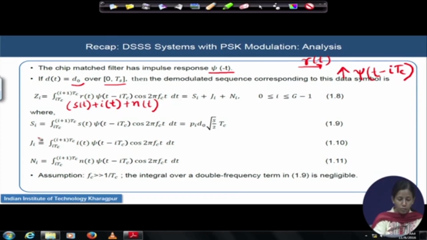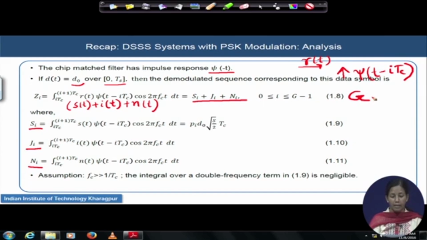IT into psi t minus ITC cos 2 pi f c t will be the contribution from the jamming part, and NT into cos 2 pi f c t will be the contribution for the noise part. So, finally, this whole expression, the Zi, can be expressed as Si plus Ji plus Ni, where i varies from 0 to capital G minus 1, because we have a total of G samples in hand.